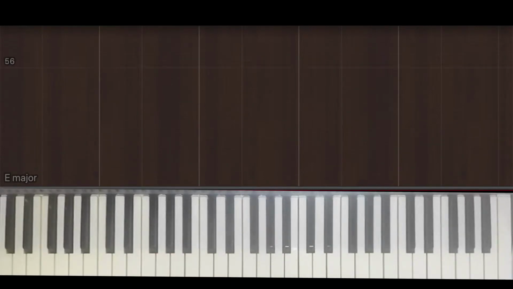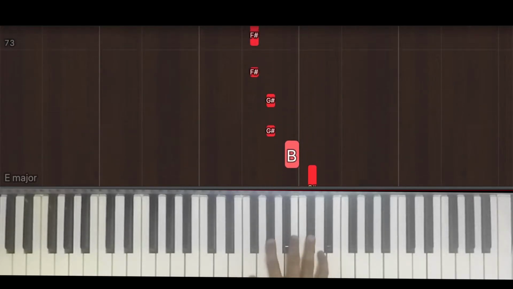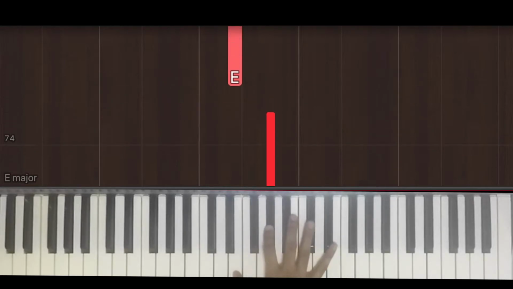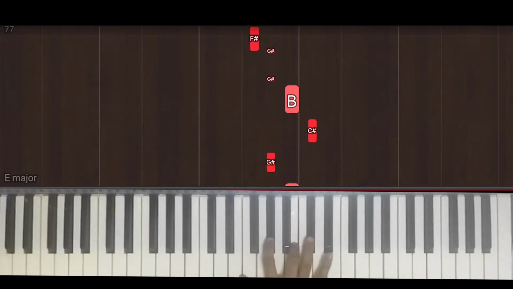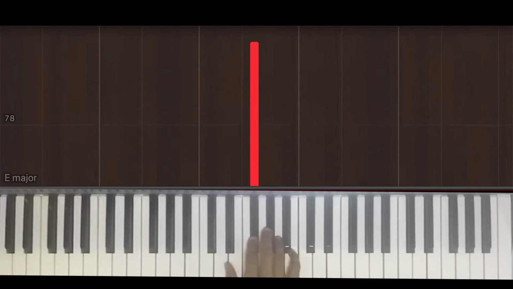Okay, so let's begin with the right hand. We start off with a pickup note, which is E. And then with the counts, it goes 1 and 2 and 3 and 4 and 1 and 2 and 3 and 4 and. Alright, then we move on. 1 and 2 and 3 and 4 and 1 and 2 and 3 and 4 and.